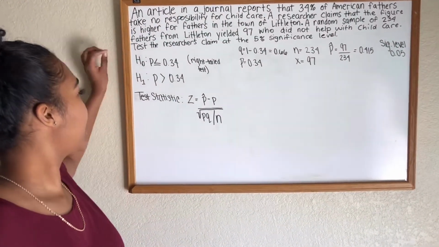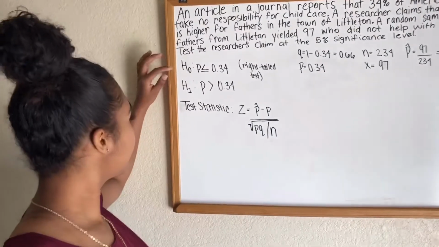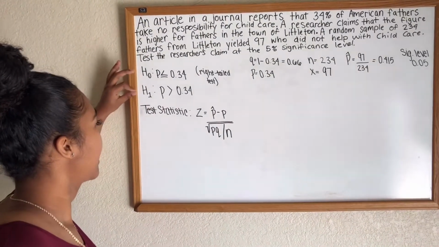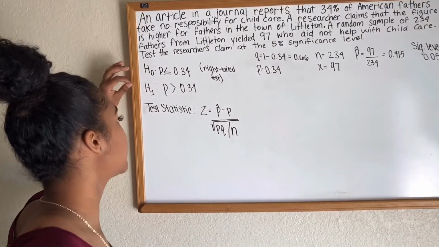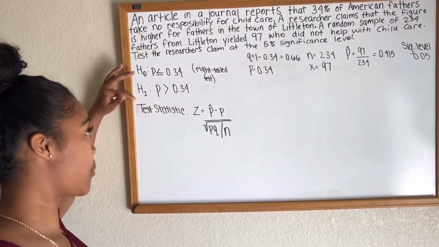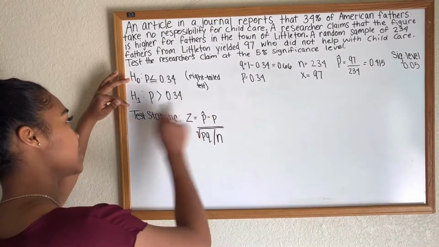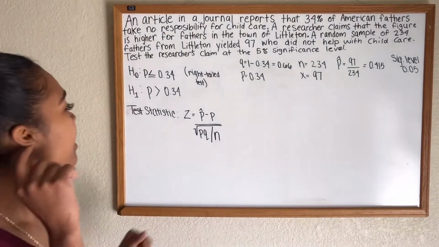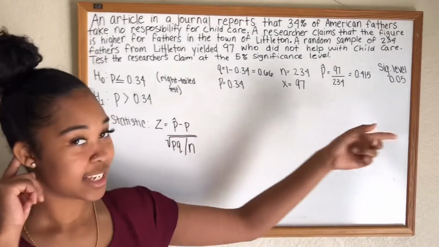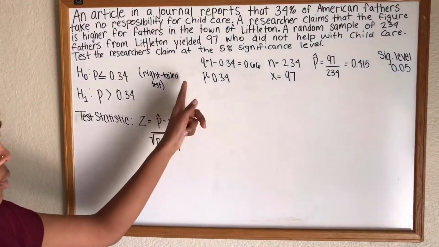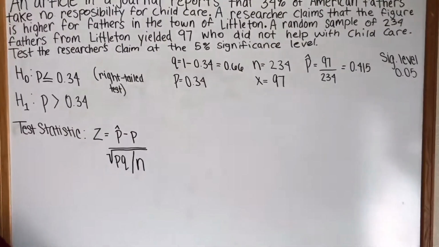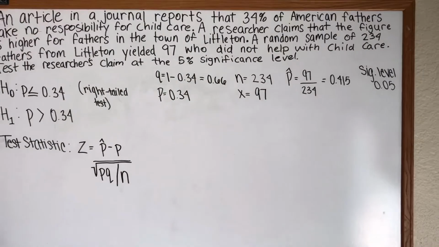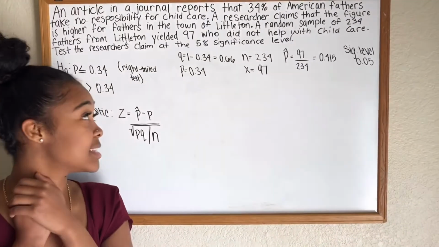So my null hypothesis I have here is P is less than or equal to 0.34. And then the alternative hypothesis is P is greater than 0.34. So this, you can determine that it's a right-tailed test. Okay, and then so I'm just identifying my values here. So for Q, I have 1 minus 0.34, which we got 0.34 from the 34%, and that equals 0.66.